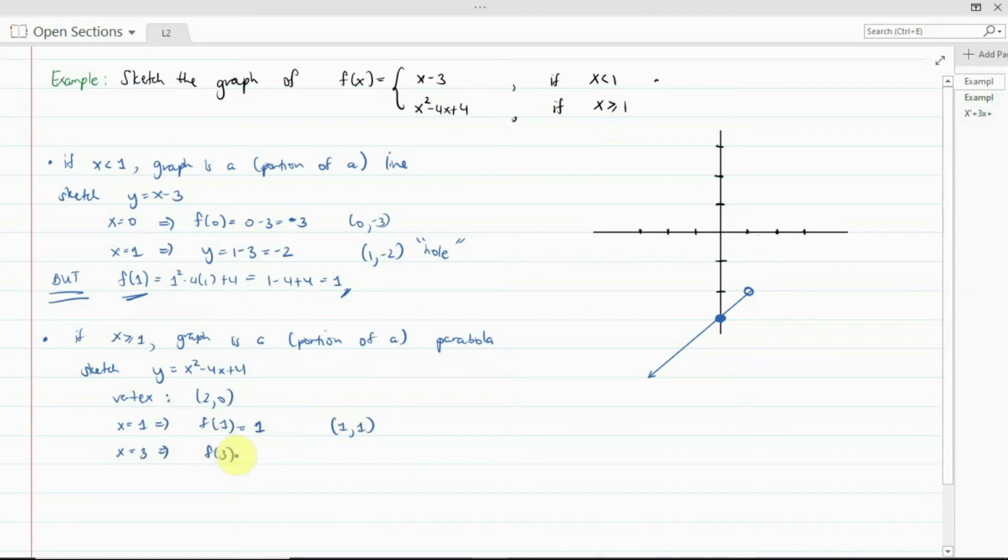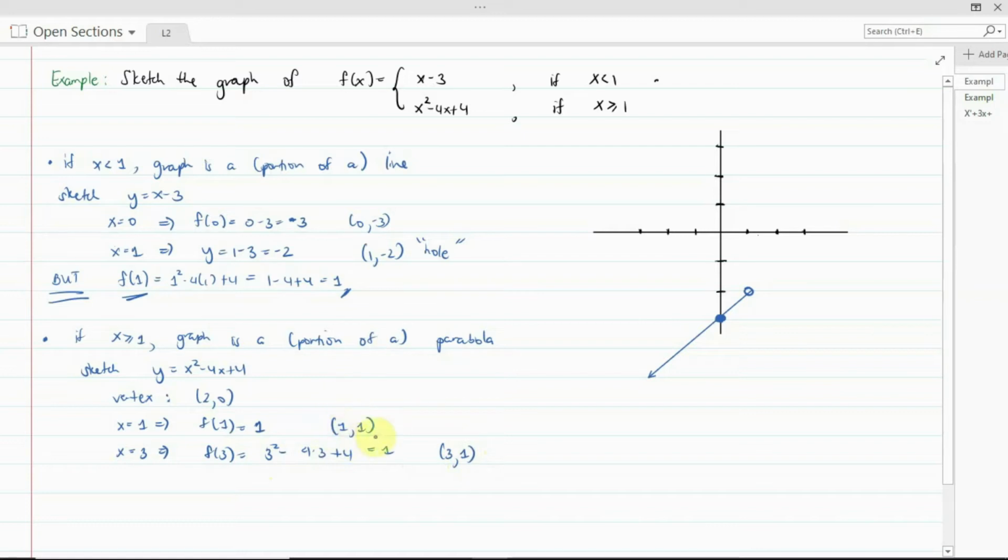Ano ngayon si f of 3? It's 3 squared minus 4 times 3 plus 4. That's 9 minus 12 plus 4, you get 1. So, another point is the point 3, 1.